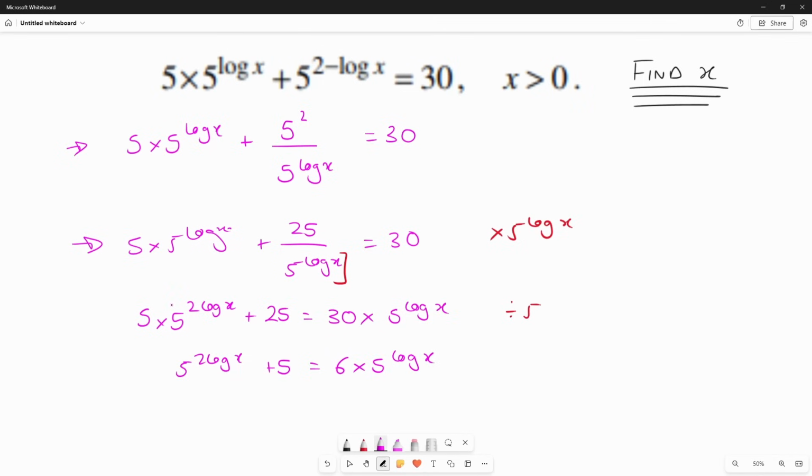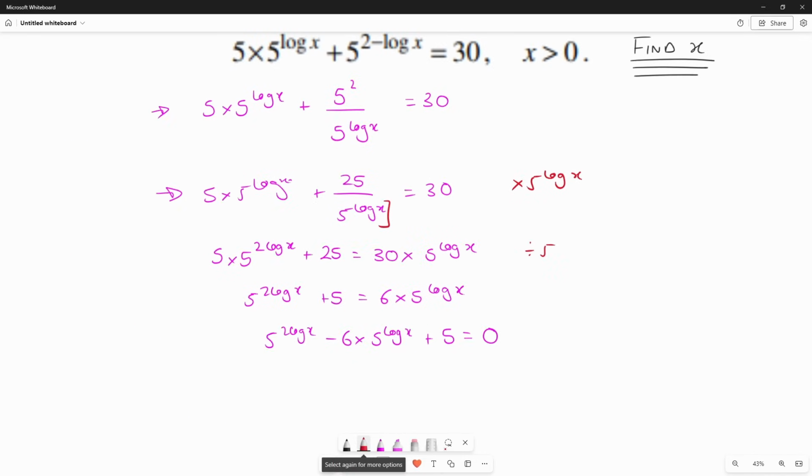Now let's get all of the variables on one side. So we get 5 to the power of 2 log x minus 6 lots of 5 to the power of log x plus 5 equals 0. So I think it's at this point that lots of people will get confused, as in they would not know how to react to something being to the power of a log.